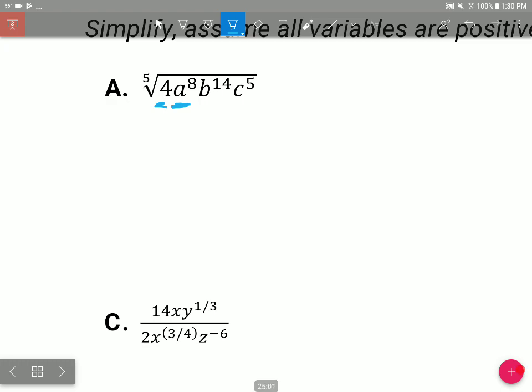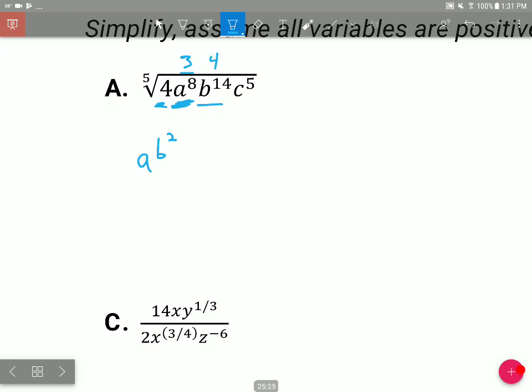1. So here's what I'm going to do. I'm going to write my a to the 1 out front. I'm going to write myself a little note up here because, how many are left behind? 3. So I'm going to write a little note of a 3 up there just so I know about that. For the b, how many groups of 5 can I take out of the b? 2. So it's a b squared. How many are left behind? 4.